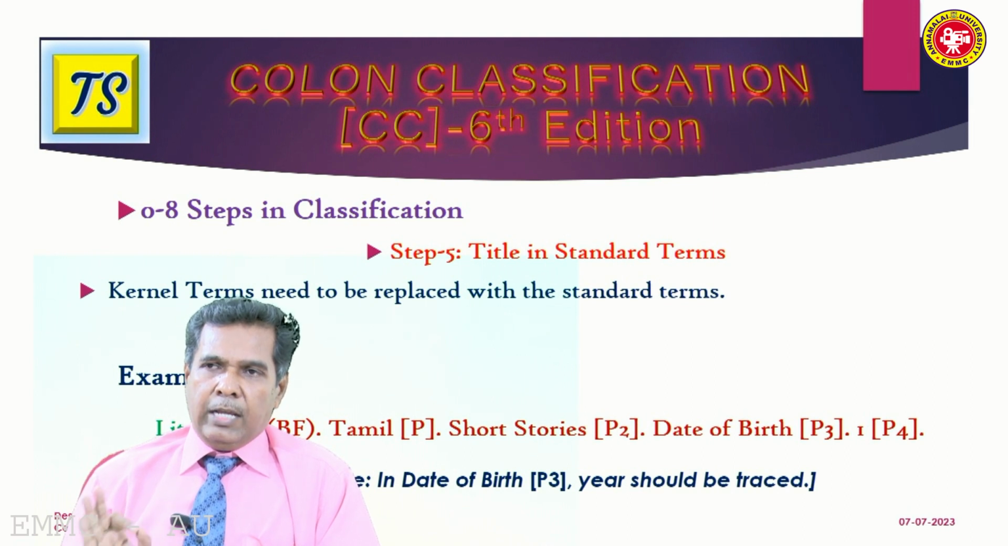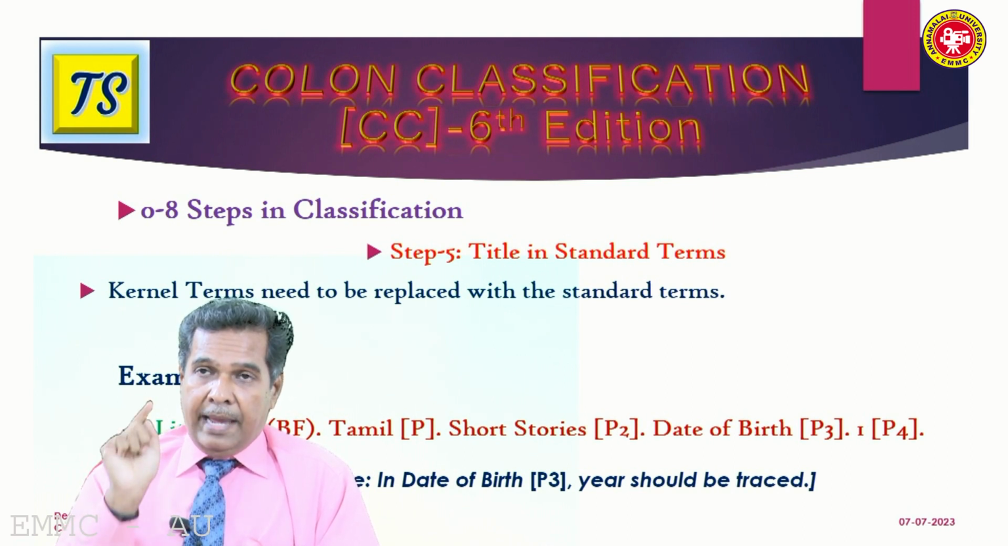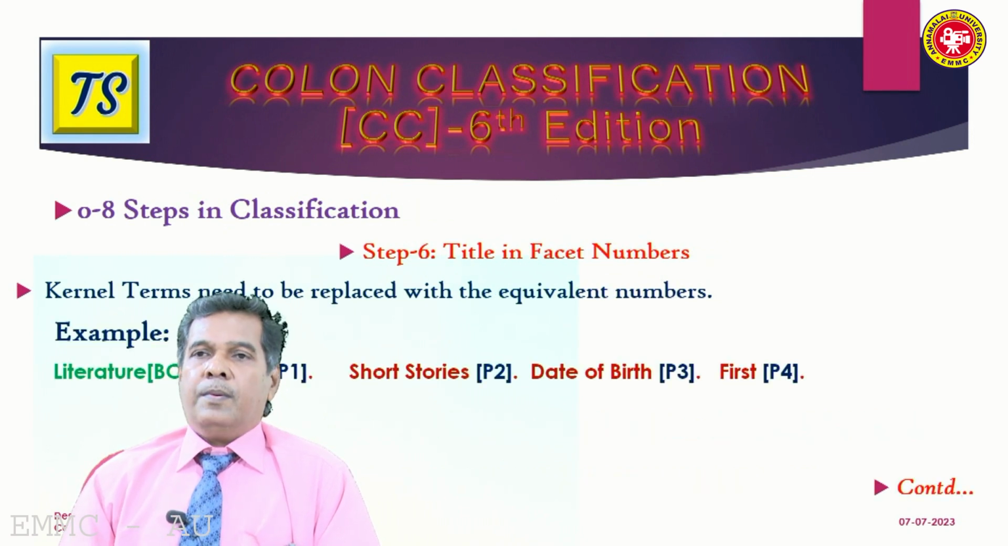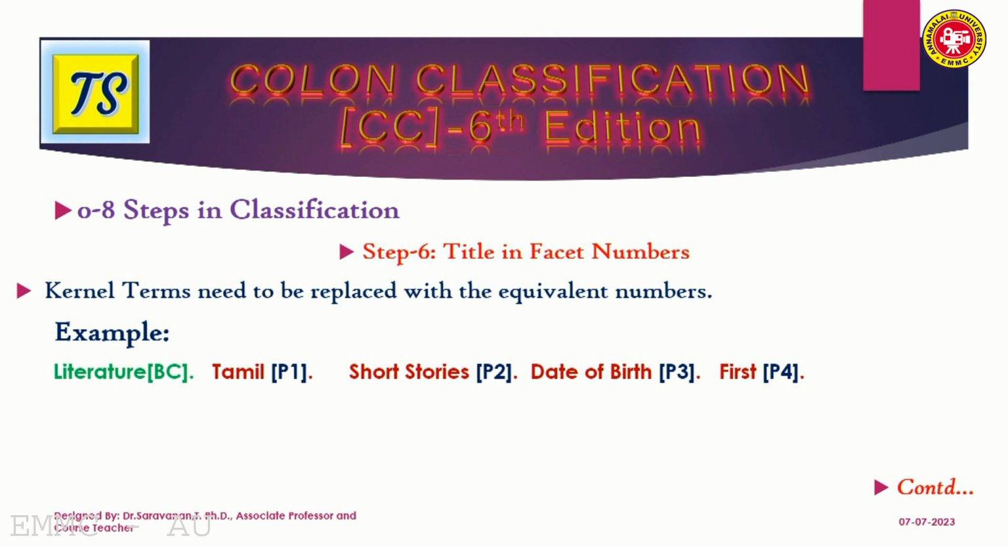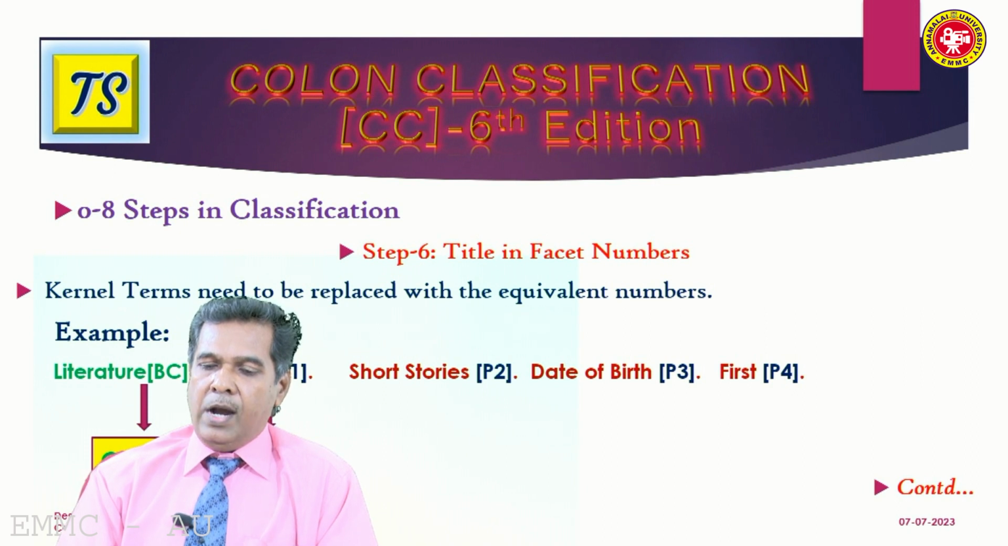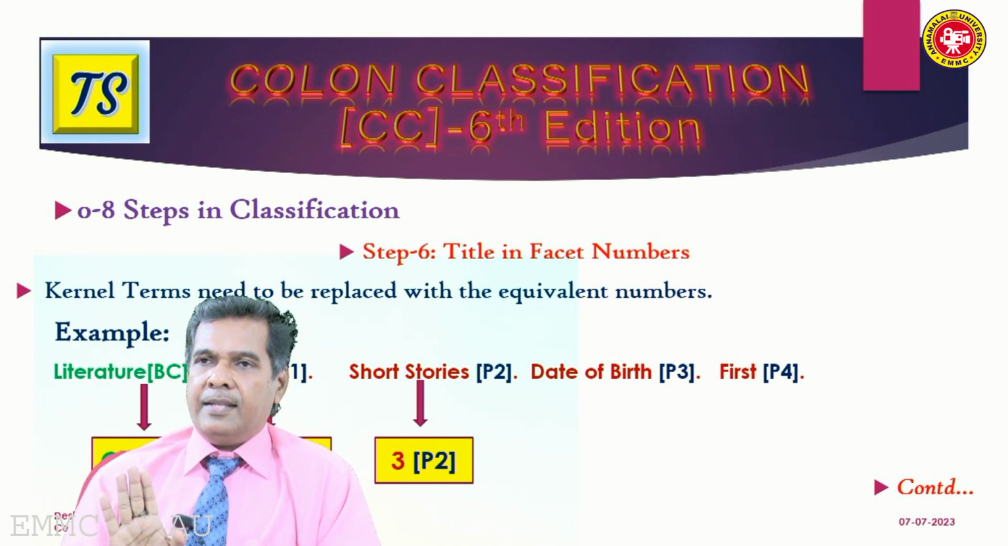See the note. In the date of birth, the year needs to be traced. The time isolate will help you to pick up the year. In the previous slide, I have explained it. Now, the numbers need to be collected from the schedule. Carefully watch this. The basic class literature is O, selected from the schedule, and the Tamil language form P1 is identified by 3-1 P1. Short stories, the notation is 3, falls under the level P2.